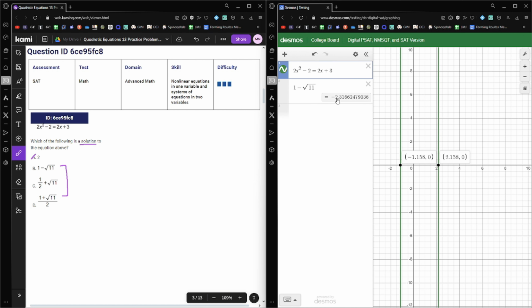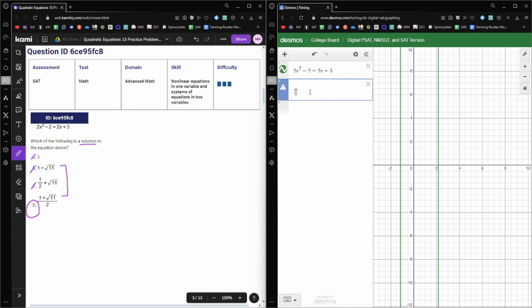Okay, we do not have a negative 2.316, so B is not our answer. And then 1/2 plus the square root of 11. 3.816, does that match up? It does not, so our answer is not C either.